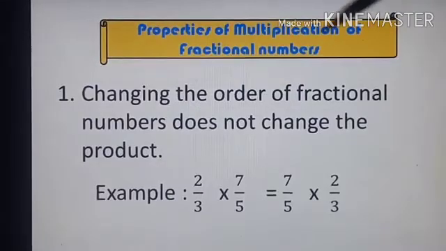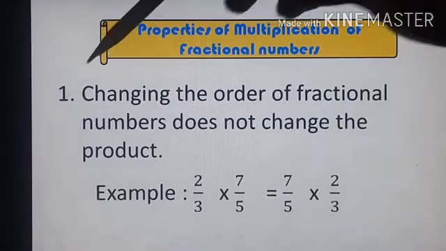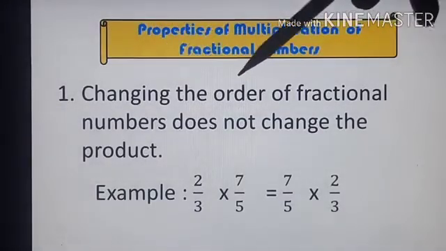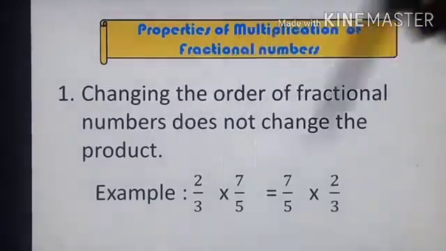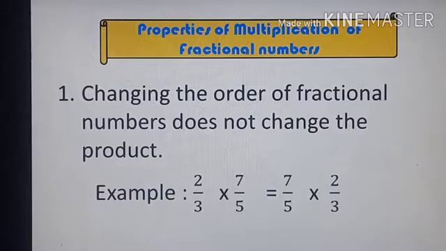Properties of multiplication of fractional numbers. Now we will understand these properties. Number 1, changing the order of fractional numbers does not change the product. Means if we are changing the order, left number is written to the right and right is written to the left, then there is no change in the product.